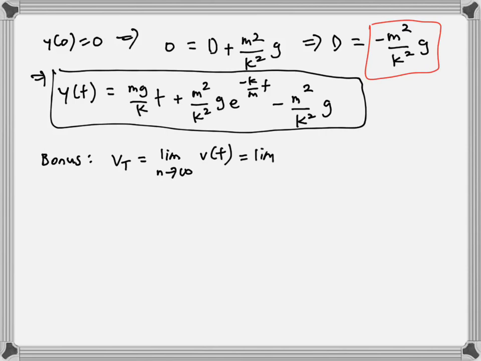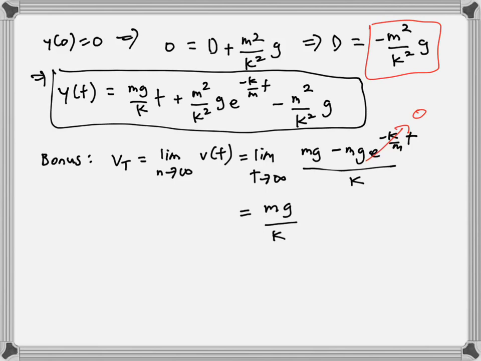So the limit as t goes to infinity of mg minus mg e to the negative k over m t, all over k. But as you send t to infinity, this guy goes to 0, right? Because e to the negative infinity is like 1 over infinity, which goes to 0. And so the answer is mg over k. So this is how you find the terminal velocity.